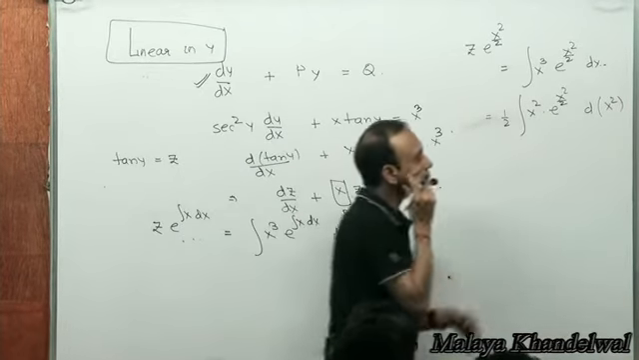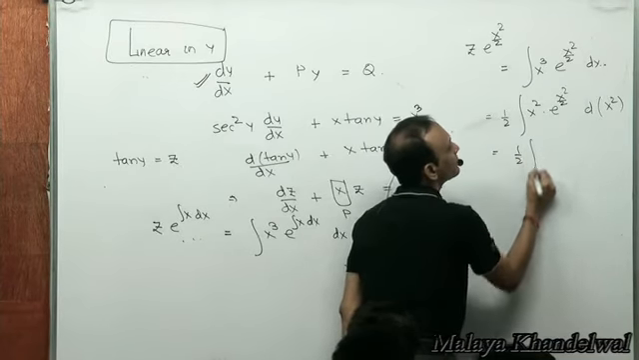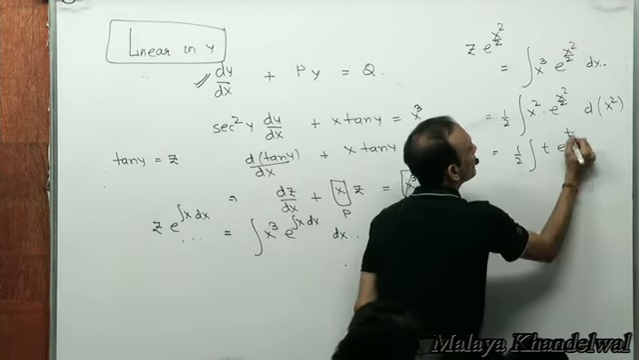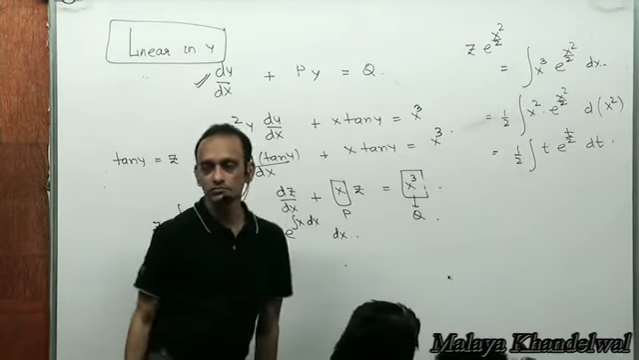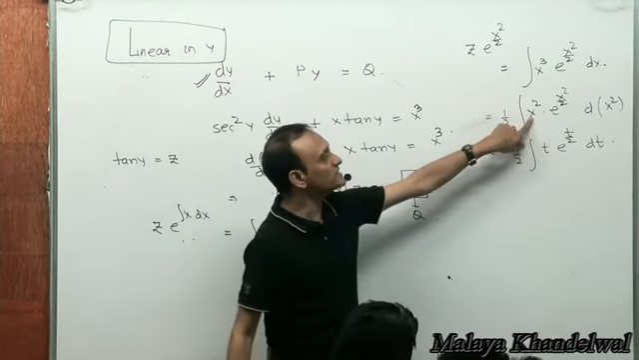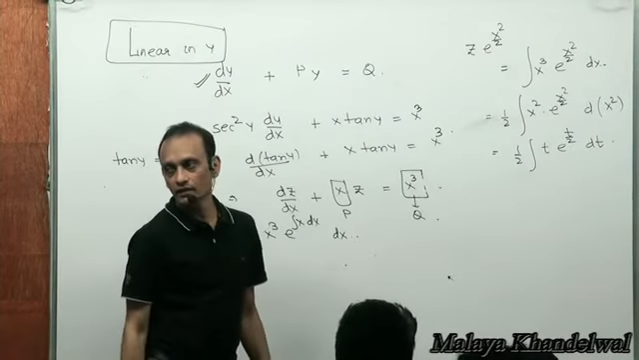Now it's simple. It's like half integral t e power t by 2 dt. Yes or no? X square is t, t e power t dt. Yes or no?